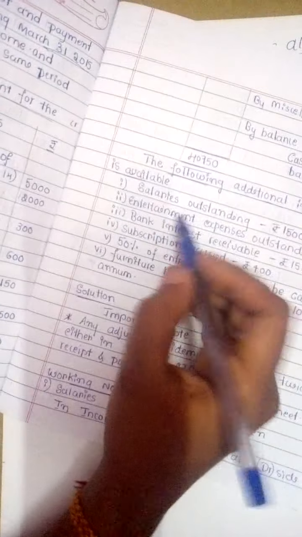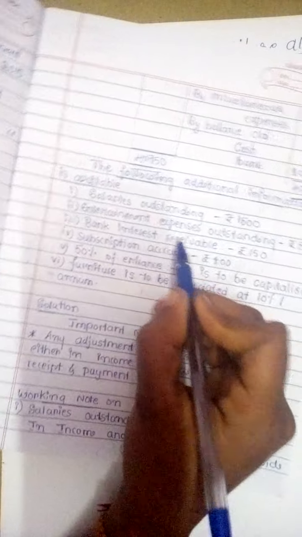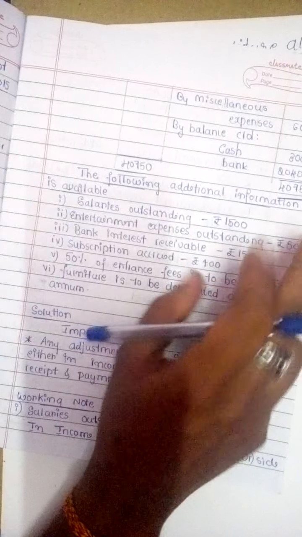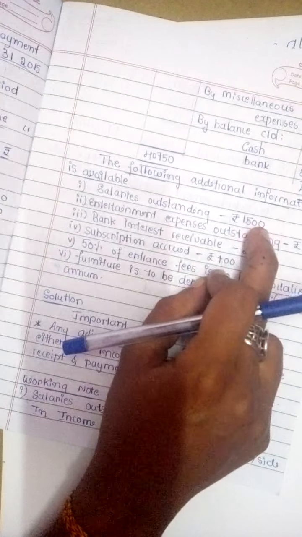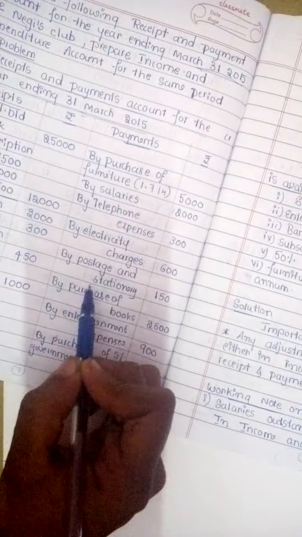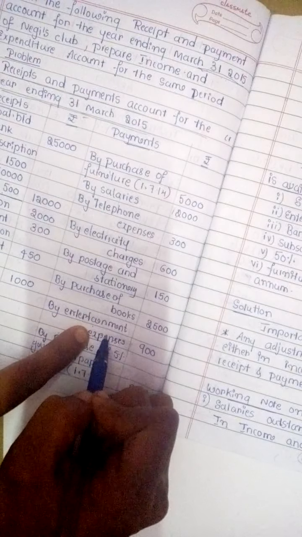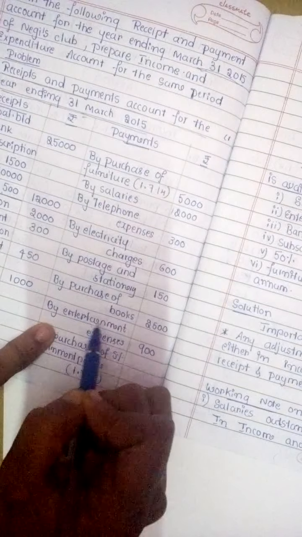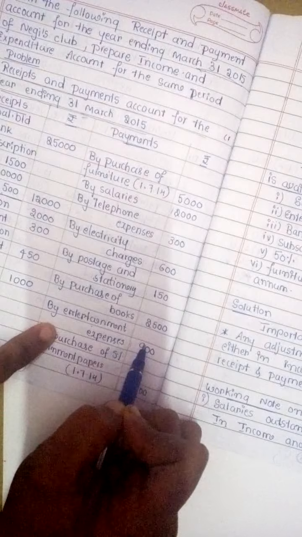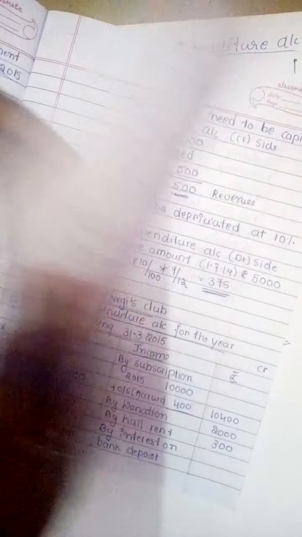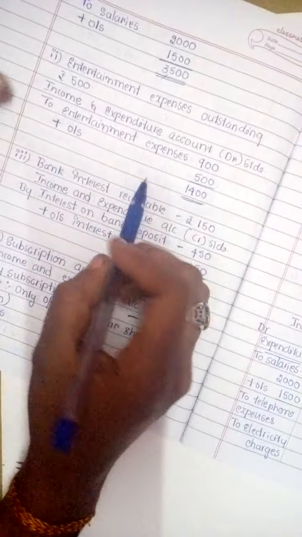So next one they have given entertainment expenses outstanding. So this outstanding amount needs to be added to which account? Entertainment expenses. They have given here by entertainment expenses. So under income and expenditure account, we need to write entertainment expenses 900 plus outstanding, which is 500. So the total becomes 1,400.